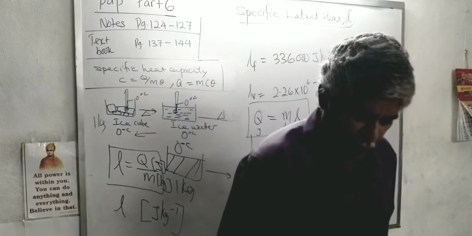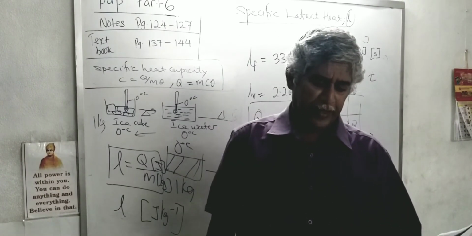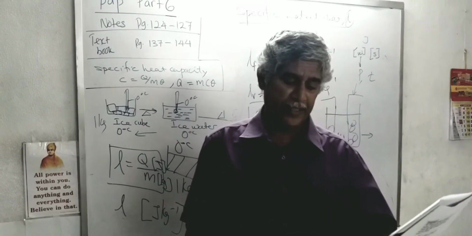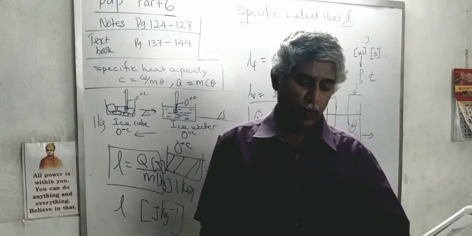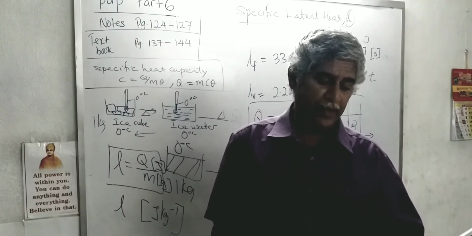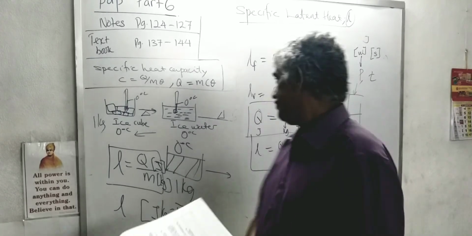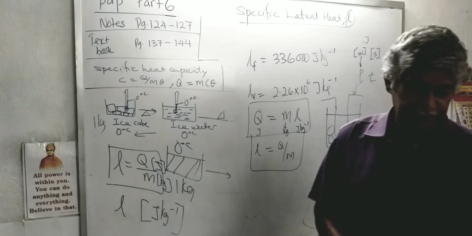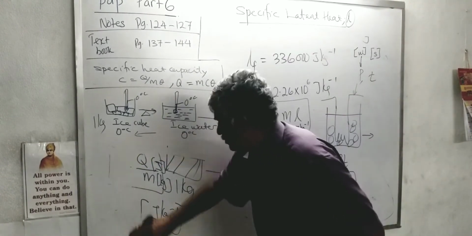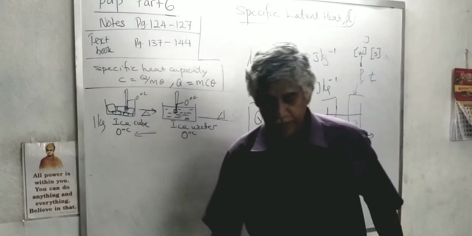And maybe I give you a question here. The specific latent heat of fusion of ice is 336,000 joule per kilogram. What is the quantity of heat required to melt 2.5 kilogram of ice at 0 degrees Celsius? So very simple. 2.5 kilogram of ice you want to melt.